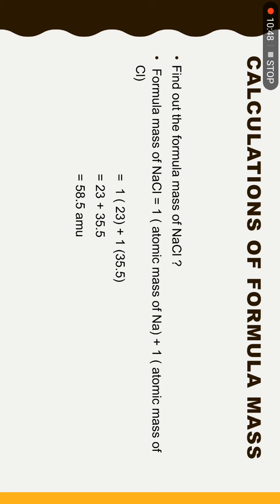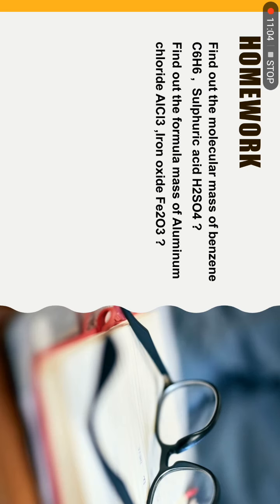The calculation and the formula are the same as for molecular mass, but the basic difference is that formula mass is used for the calculations of ionic compounds and ions, while molecular mass is used for all the organic molecules. Now let's talk about your homework.